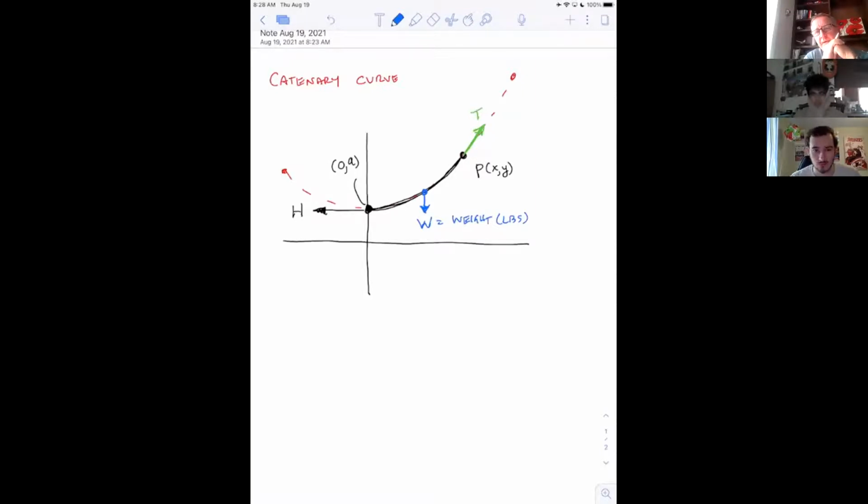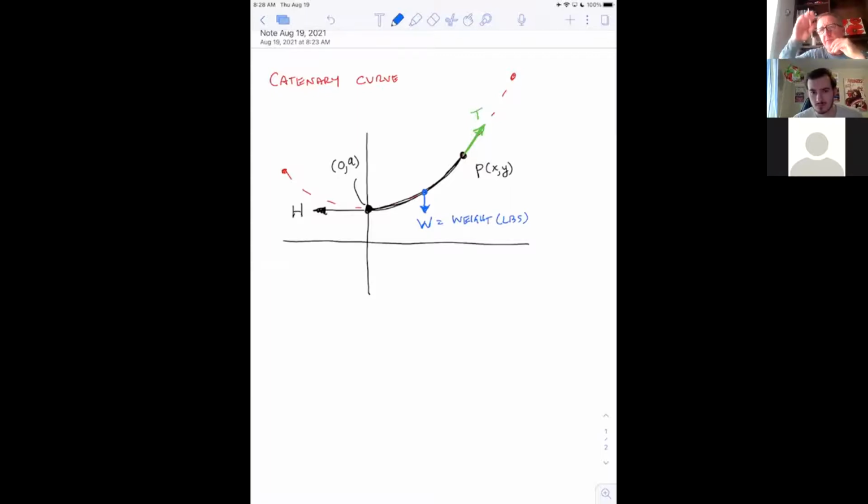Somebody would have to be pulling on each side of it, or at least that chunk would be experiencing a pull on each side of it, and then that weight would be pulling down. One of the principles of statics is that these forces would all have to balance. In other words, the vertical forces would have to balance. If they don't, then that cable would be flying up in the air or flying down to the ground.